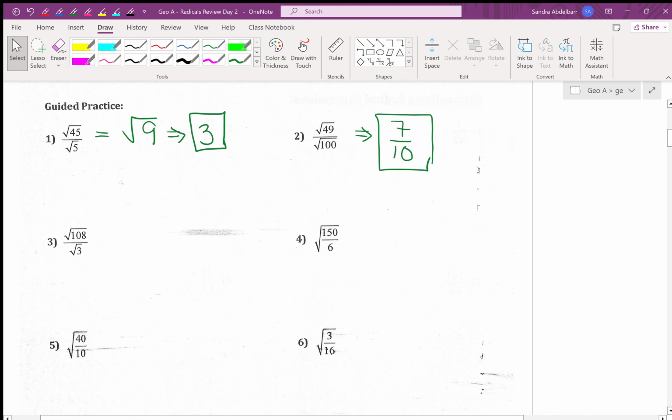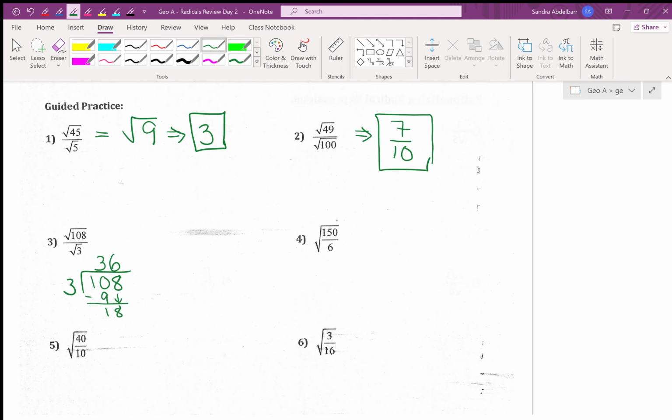Great. Root of 108 divided by the root of 3. Does 3 go into 108? Yeah, so I can actually divide these. If you can't do it in your head, you just divide. 3 goes into 10 3 times. 3 times 3 is 9. Subtract, bring down the 8. 3 goes into 18 6 times. So now if I have the square root of 108 divided by the square root of 3, we end up with the square root of 36. What is the root of 36? 6.